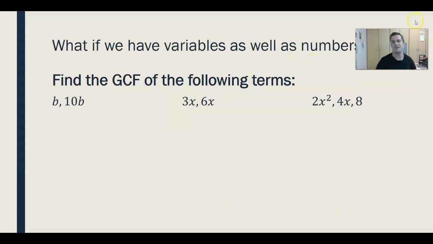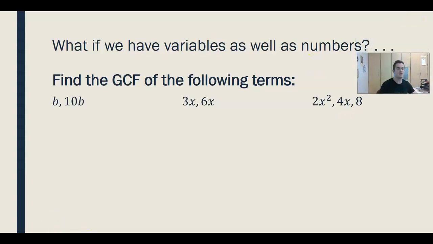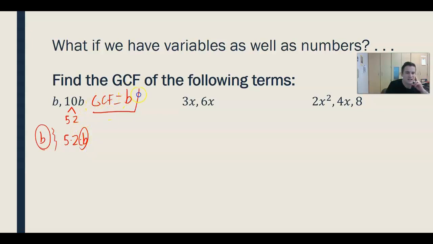So what if I have variables as well as numbers? What if I have numbers and I have some b's and some x's and some y's? Well, I'm going to follow, again, the same pattern with this factor tree as I've done in the past. So for b, that's it. I just have b. If I'm breaking down 10b, first I'm going to break down the prime factors of 10 and get 5 and 2. So I have 5, 2, and b here. Those are all my factors. Notice the only thing in common between these two is the b. So the greatest common factor of these two terms is b. Just b.